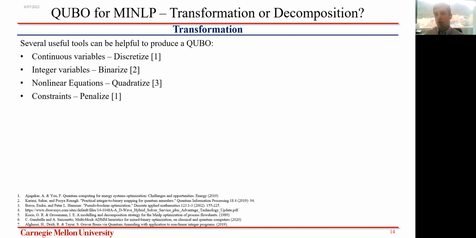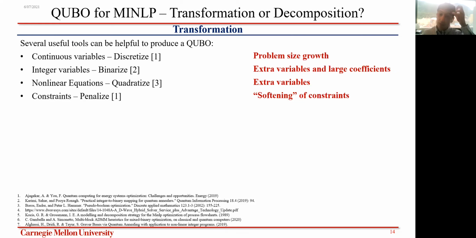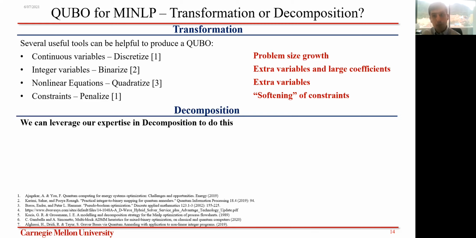Certainly, although these are possible, they might not be very amenable, particularly with the existing quantum hardware that has limited size, given that most of them induce a problem size growth. And the dualization of constraints is always a challenging thing because you're softening them. What I would like to motivate you to think about is that we have gathered a lot of knowledge on how to decompose mixed-integer nonlinear programming.